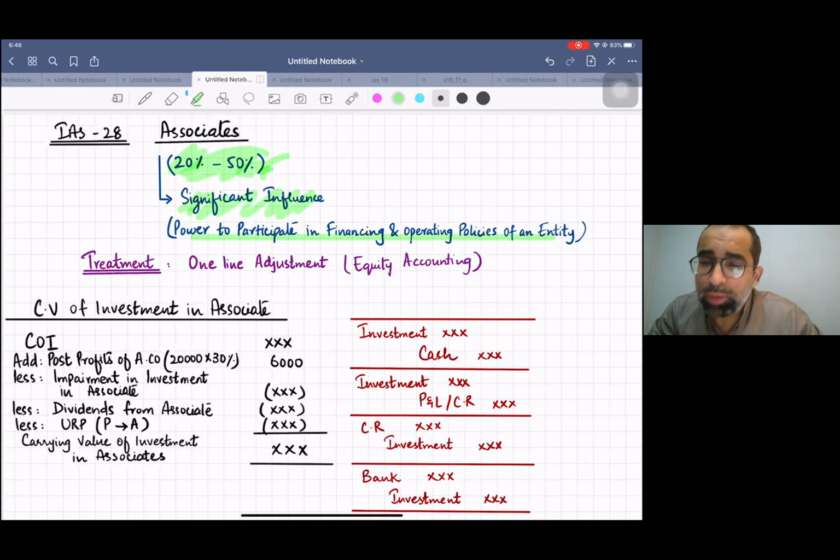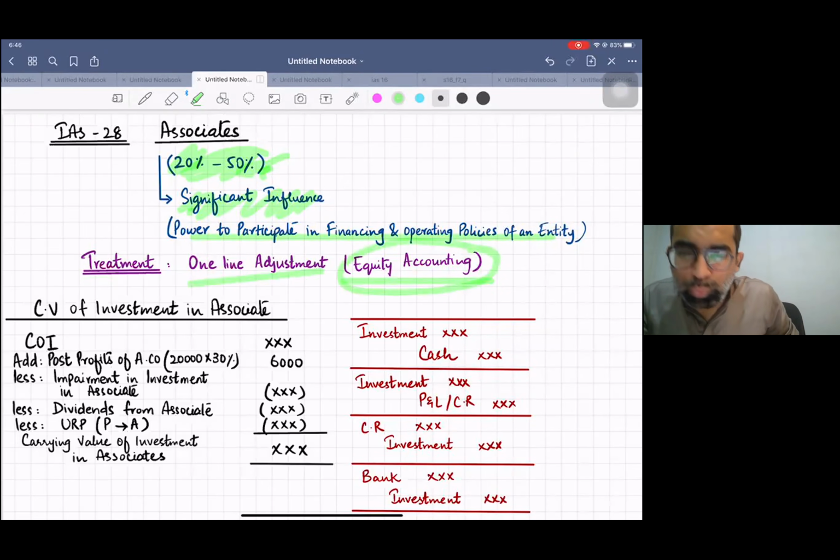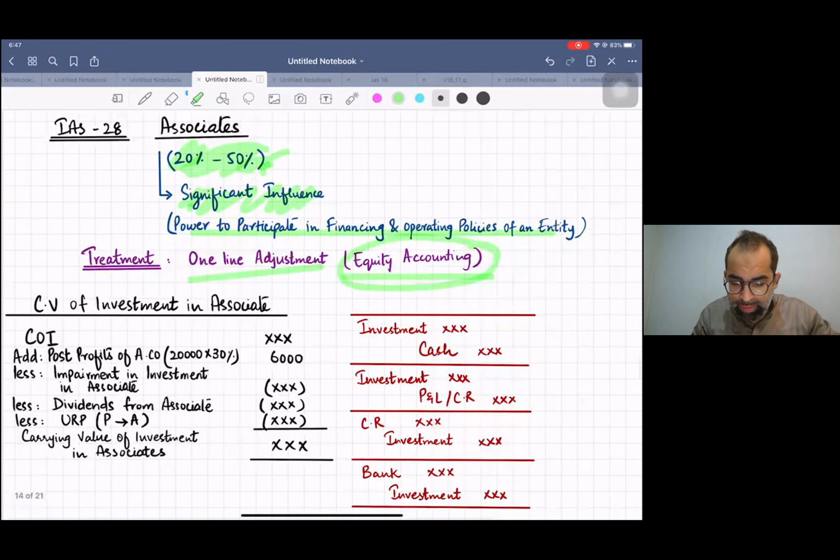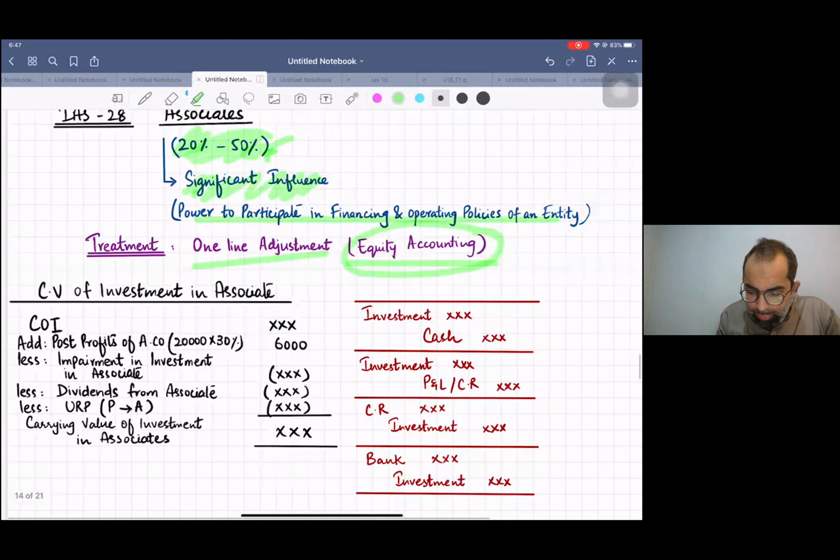Right? So now, with significant influence, no more adding together, please. Strictly no more adding together. Only what we do is a one line adjustment, equity accounting. This is very famous accounting. Now, what we do in the balance sheet, we'll do a one line adjustment on the asset side. And that one line adjustment is, see this, carrying value of investment in associate.